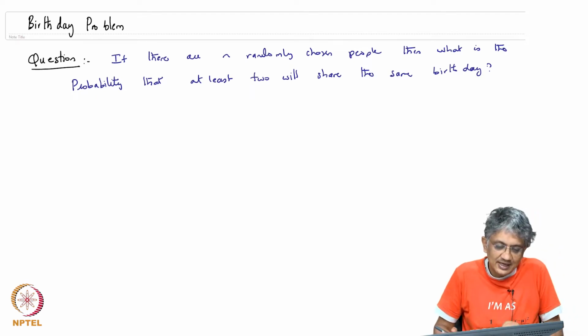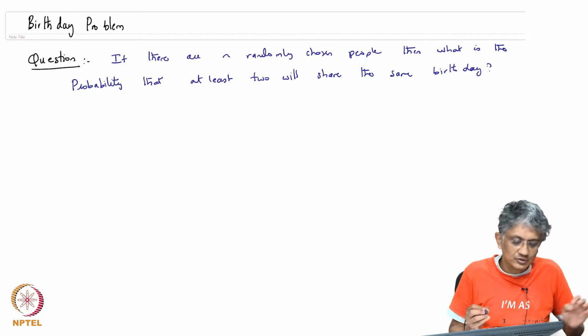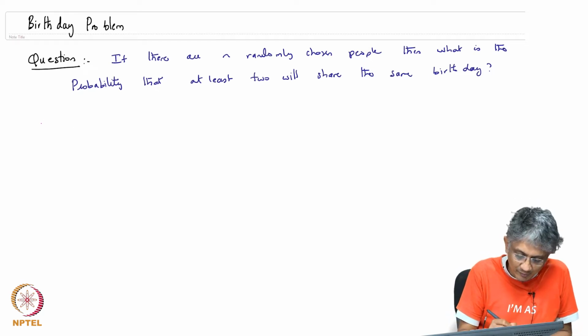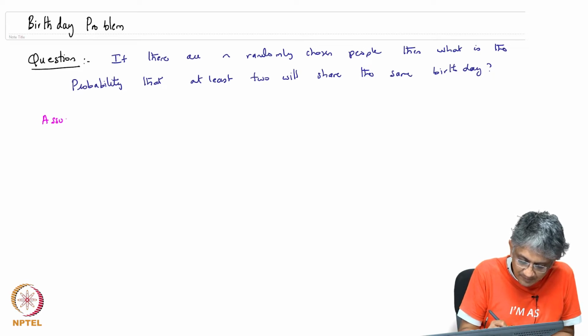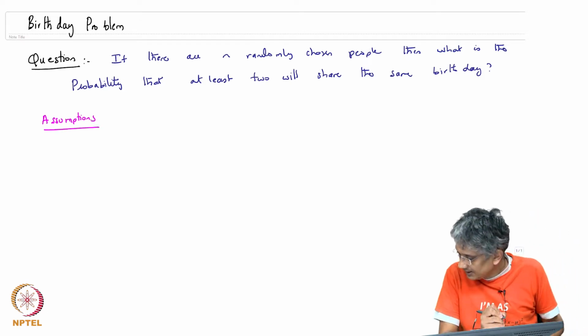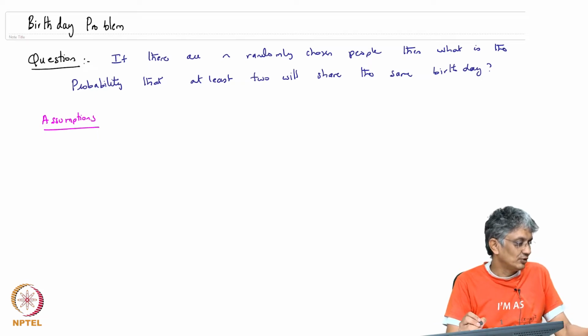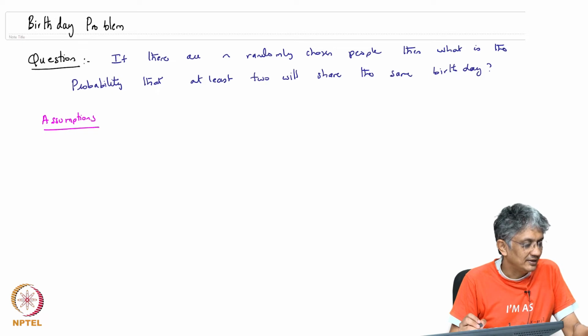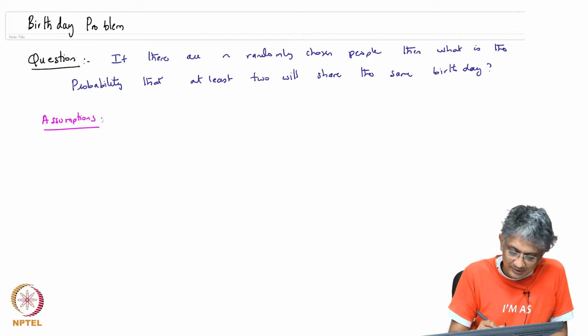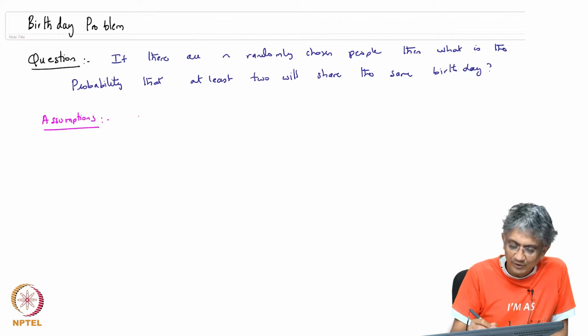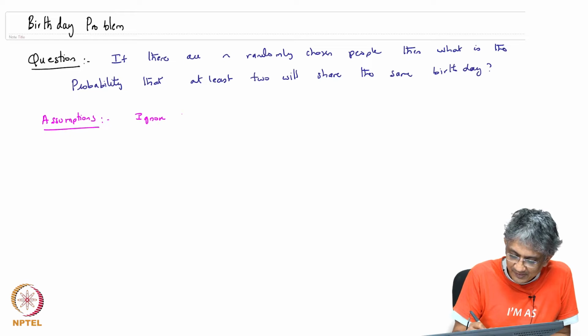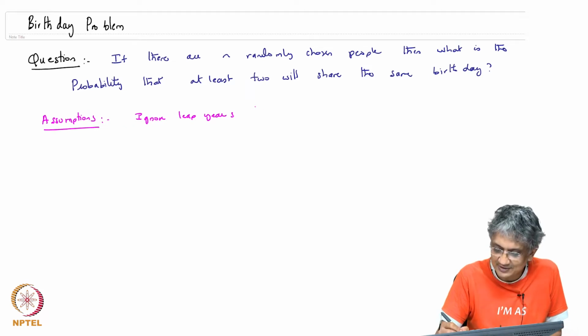Of course, there are several things you ignore. What are the assumptions in this model? We assume that there is no leap year. We'll ignore leap years, so we'll assume each year has 365 days.